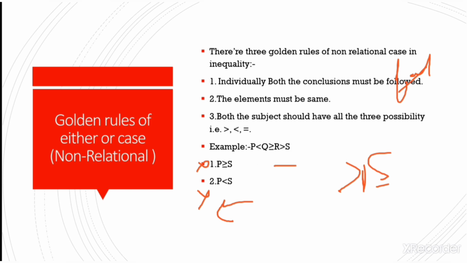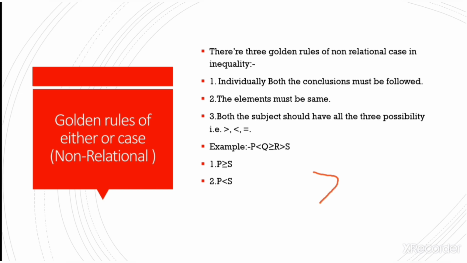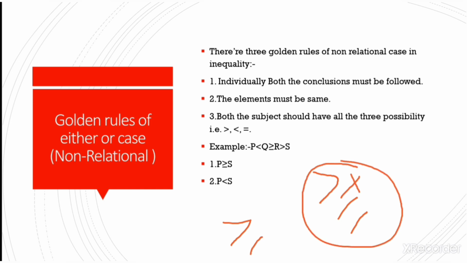Fine. The first condition was fulfilled, and the second condition also was fulfilled because we have only the elements P and S in both the options. Third is we require these three signs while we have the non-relational case. That is very, very important. So see guys, in the first option we have greater than and is equal to sign also. Greater than is equal to is nothing but greater than plus is equal to. So we have both these signs. Fine. Next we have the smaller than sign.